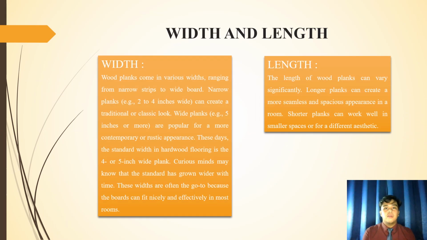Then I will talk about width and length. Obviously, wood planks come in various widths from narrow to wide. For a classic and traditional look, you can choose planks that are 2 to 4 inches wide. These days, the standard for wood plank is 4 to 5 inches wide. After that, length. Longer length can create a more seamless appearance, while shorter planks can create a different look in a smaller room.